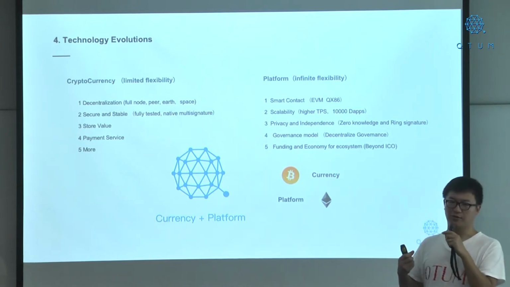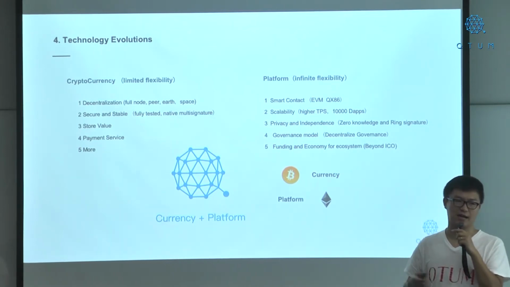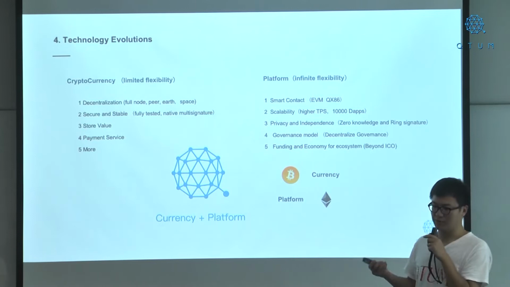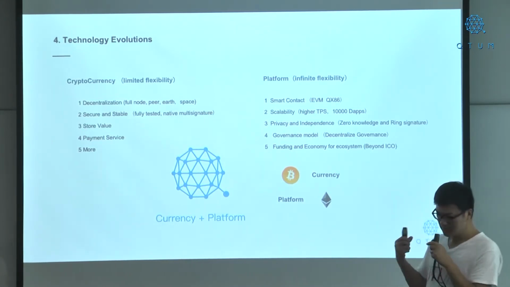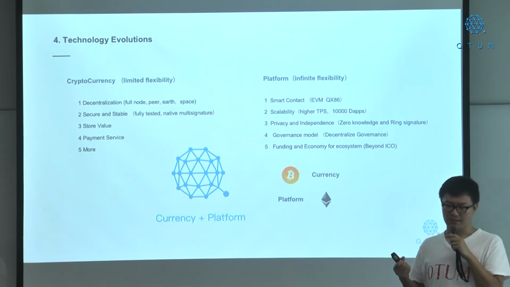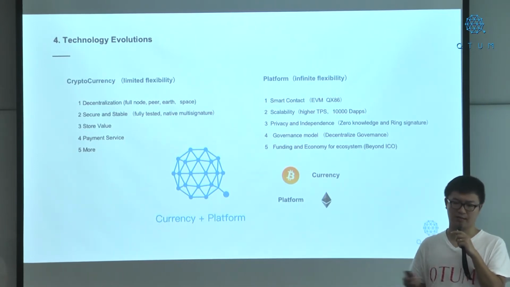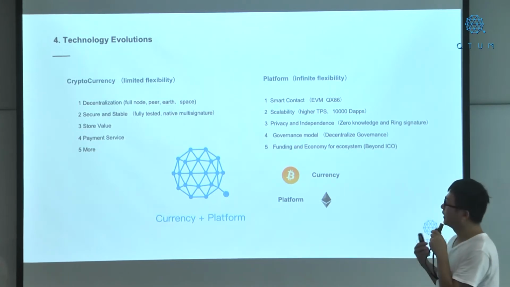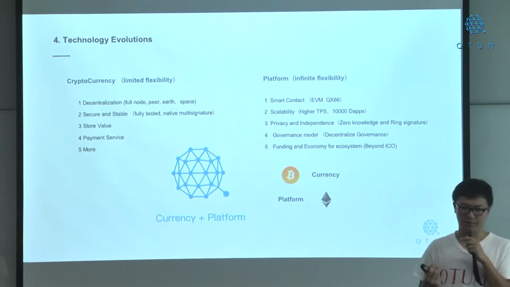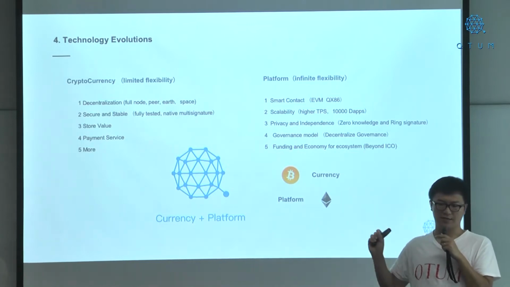So you need to create a decentralized network. And for cryptocurrency, it is also very important that it should be secure, stable and simple. What does that mean? For the Bitcoin network, it's fully tested. It's a matured technology. No one can hack the network. And they also support the native way to manage your money. So that's a very different part.